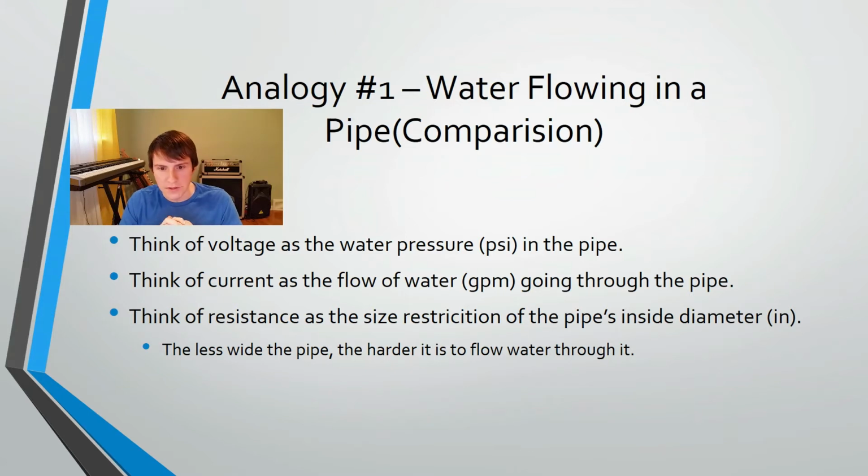And you can think of resistance as the size restriction of the pipe's inside diameter. In other words, the less wide the pipe, the harder it is for the water to flow through it. So if you have a big pipe, say 2 inches wide, that's going to be less resistance. But if you had a small pipe, maybe half an inch diameter, it's going to be harder for the water to flow through that. In other words, it'd have more resistance.